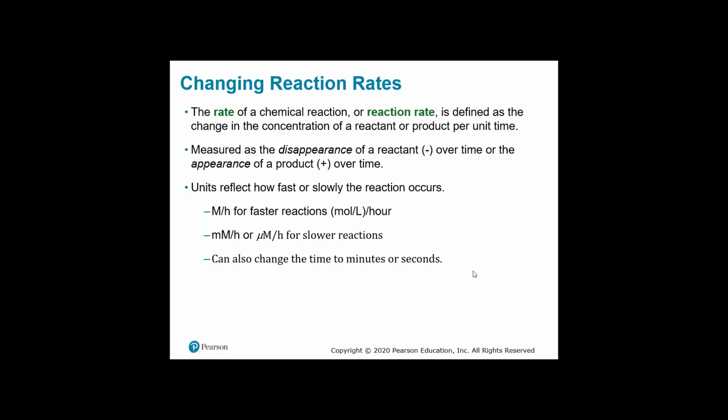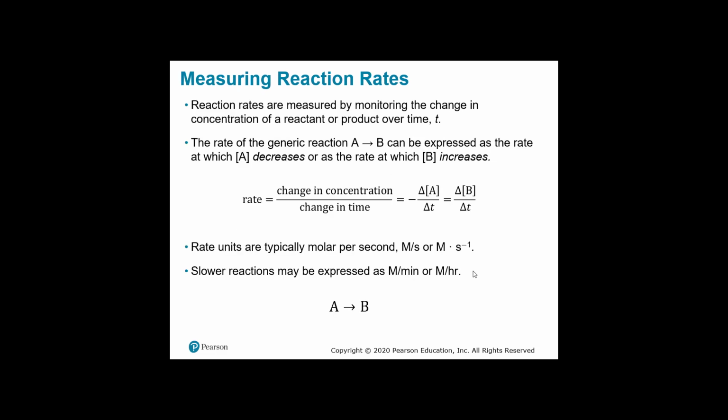And there are different units you could use depending on what you need and how fast or slow that reaction is. A capital M means molar, moles per liter. So in this case, there's molar per hour, millimolar per hour, or micromolar per hour for slower reactions. So reaction rates, again, are monitored. We look at the change in concentration of either the reactant or the product over time. We're going to use the square brackets, and the square brackets mean concentration.